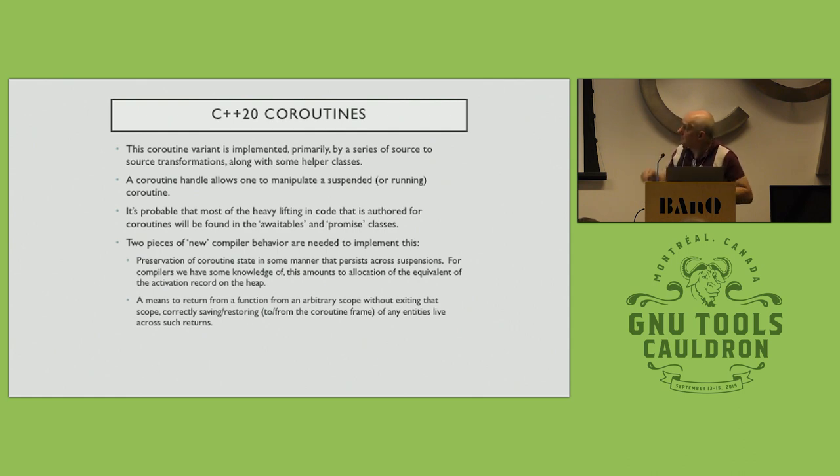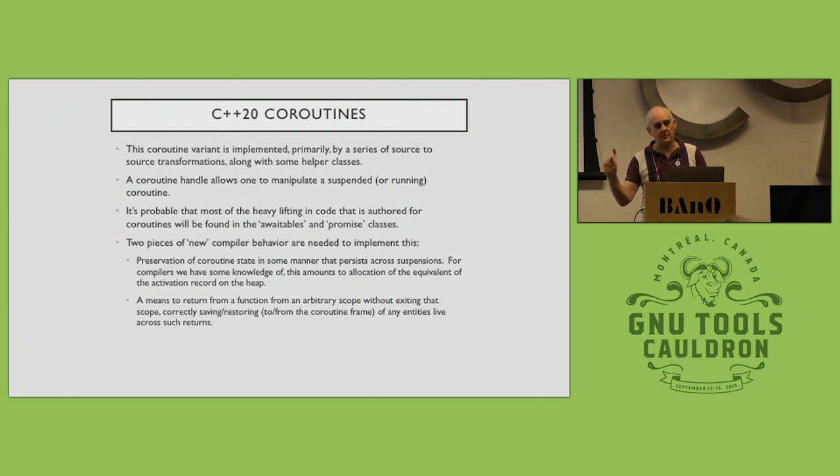So, in summary, the way the standard is written, C++20 coroutines are implemented more or less by a series of source-to-source transformations. You have a handle to a coroutine which allows you to resume it or destroy it. And I would say it's a fair bet that most of the heavy lifting in your code is not actually going to be in your coroutine body.